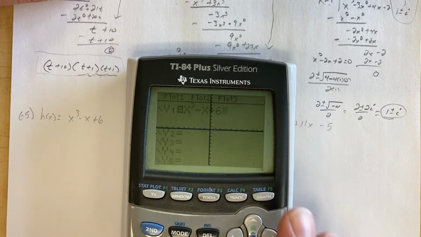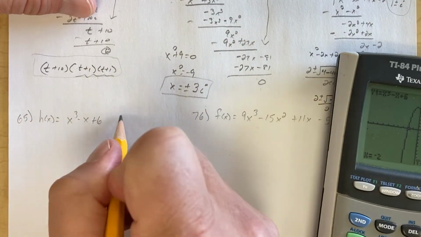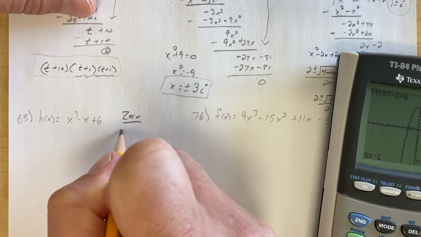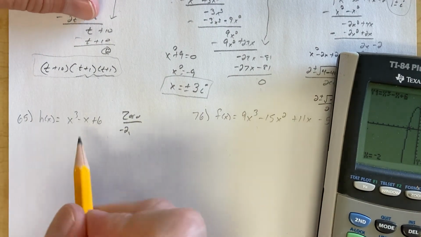All right, graph it. And we see that we've got a 0 maybe at -2. So if I go trace -2, sure enough, there's a 0 there. So I know I have a 0 at -2. Okay, the others appear to be imaginary. Let's see if we can find out what they are.